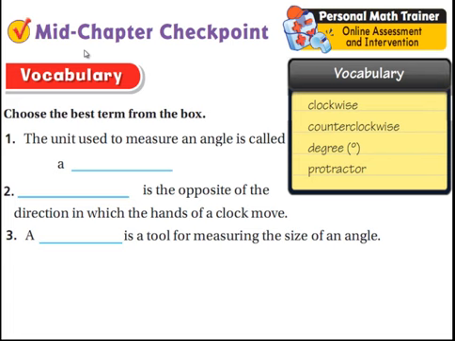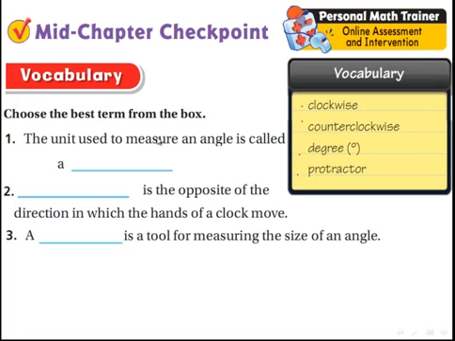In our today's lesson, we are gonna talk about the mid-chapter checkpoint. And this is, as you know, for the previous 3 lessons in chapter 11. Let's start with the first part, vocabulary. Of course, you have studied the meaning of each word. Then you will choose the best term from the box to answer your questions. The first word is clockwise, and the second word is counterclockwise. The third one is degree, and the last one, protractor.